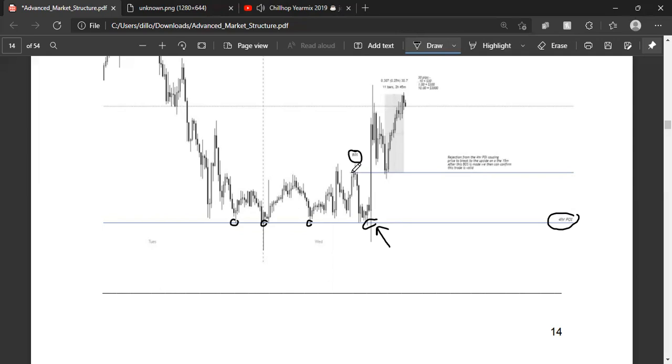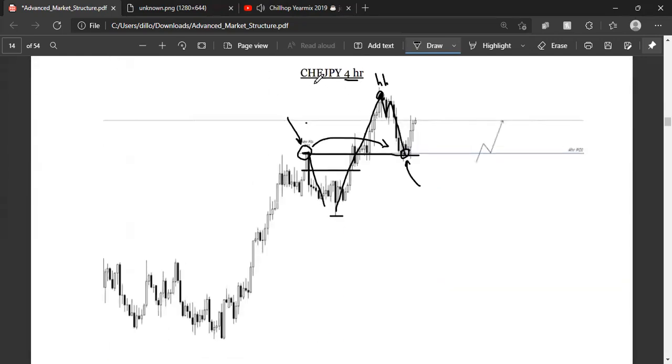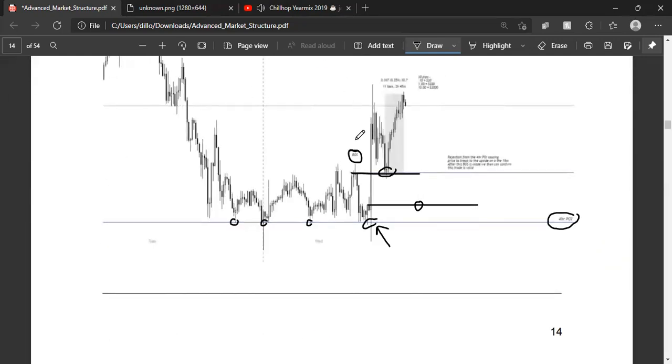So there's 2 points of interest that you can look at, and we're on the 15-minute time frame on CHF JPY. So we're getting into good risk to reward right now.